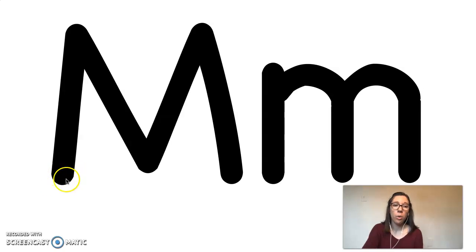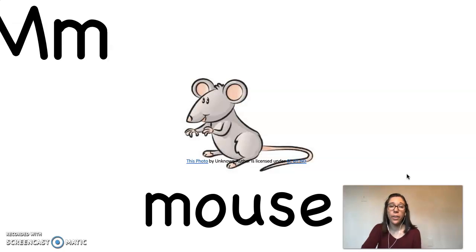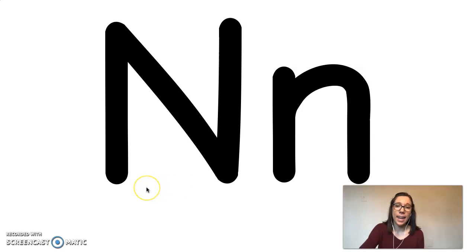To make a capital M, we start down at the bottom, draw a straight line up, a diagonal line all the way back down to the bottom, another diagonal line all the way up to the top, and another straight line all the way down to the bottom. To make lowercase m, we start in the middle. We draw a straight line down, then retrace that straight line to make two big curves for the m. M says m. Your lips will be closed when you form this letter. M says m, as in mouse. M is mouse. Next up is N.